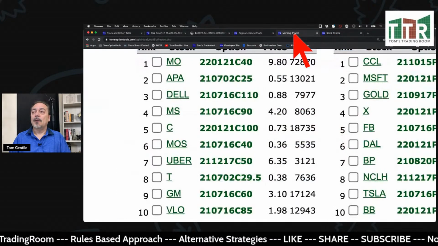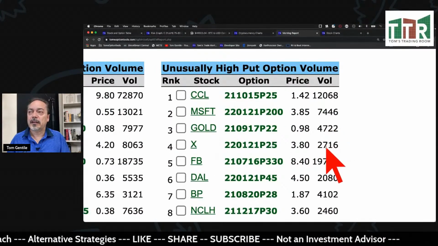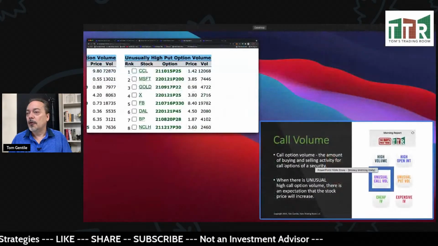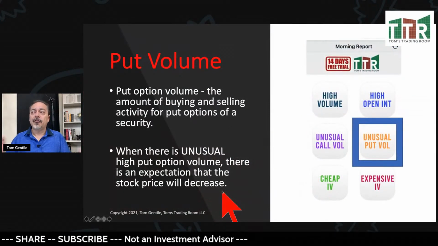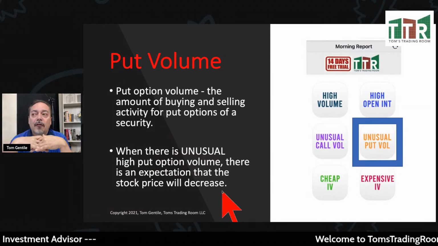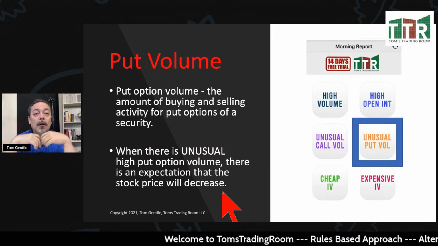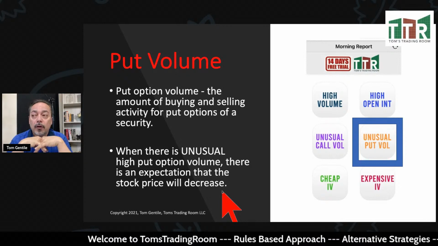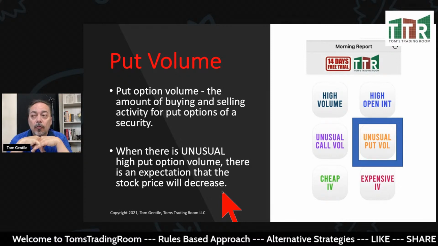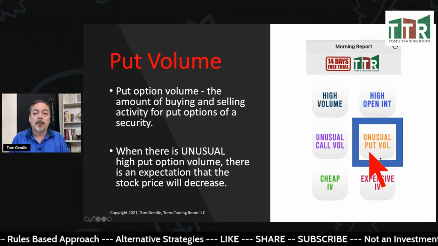I'm not done yet. I want to get back to this morning report because there is something else that's very, very interesting. It's on the unusually high put volume. As we were talking about calls, puts are the same thing. Put volume is the amount of buying and selling for put options in a security for a single day. We're looking at an actual put option strike price and expiration date when we see unusual volume. So we're going to use that unusual put volume button.